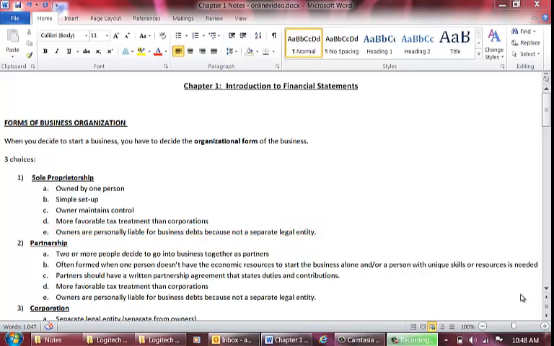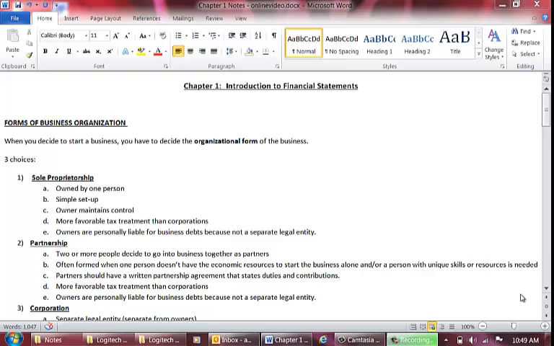The second form is a partnership. This is where 2 or more people decide to go into business together as partners. This form is often used when one person doesn't have the economic resources to start the business and/or a person is needed with unique skills or resources. A similarity with sole proprietorship is the favorable tax treatment. The income is only taxed at the individual level. Another similarity with a sole proprietorship is that the partners are personally liable for the debts of the business because, again, the business is not legally considered an entity separate from its owners.